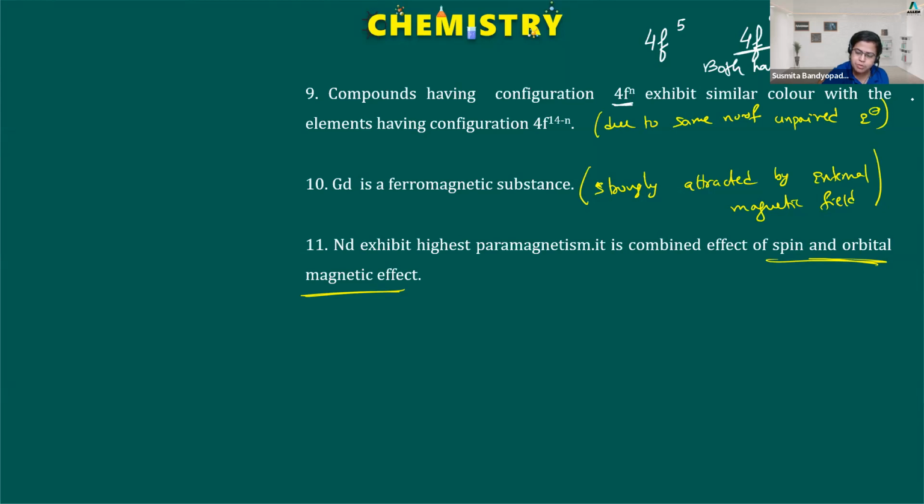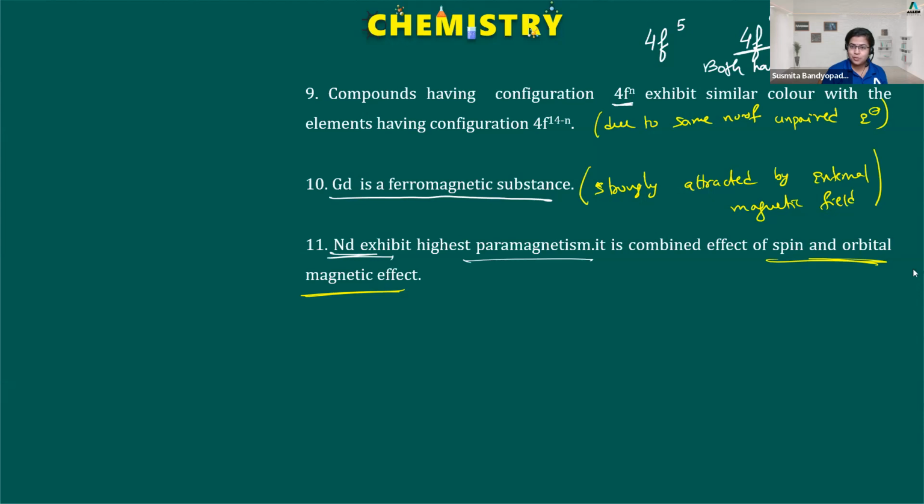Since both have the same number of unpaired electrons, they will show similar color. Gd is a ferromagnetic substance. Yesterday we saw what a ferromagnetic substance is. Remember Gd? Ferromagnetic substance Gd, and Nd is highly paramagnetic. Nd has the highest paramagnetism, due to the combined effect of spin and orbital motion, when the electron revolves around the nucleus.